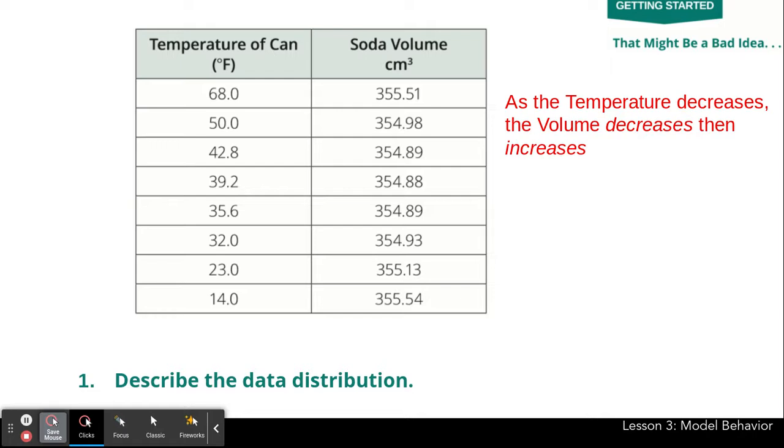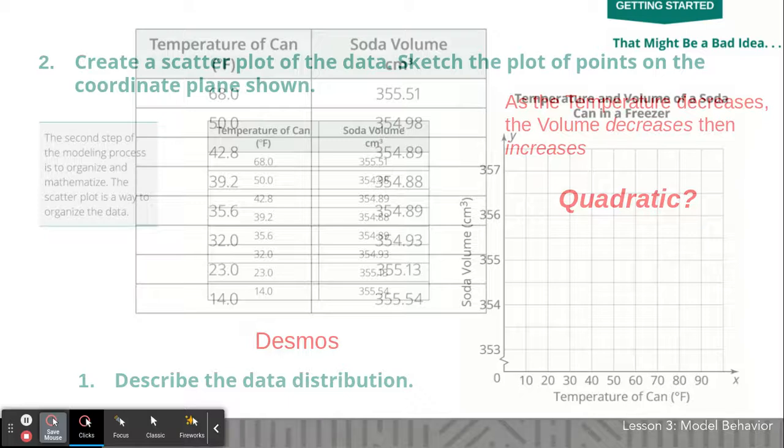So what have we worked with this year that goes down and then up, or up and then down? This will most likely form a quadratic. So we're not really talking about linear models anymore. This is more of a quadratic model.